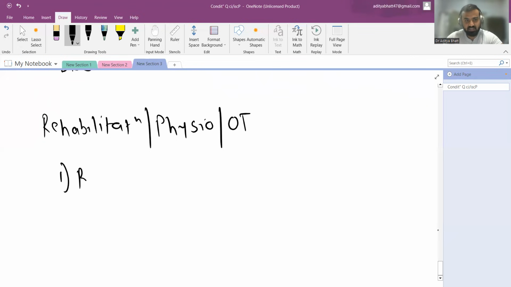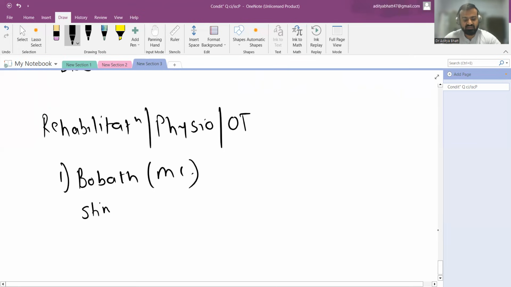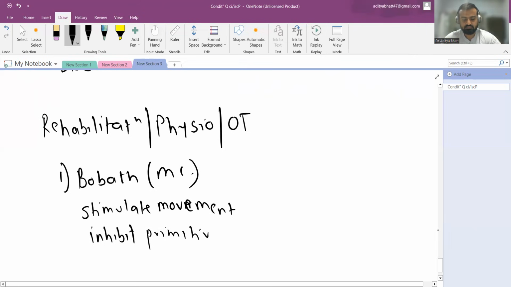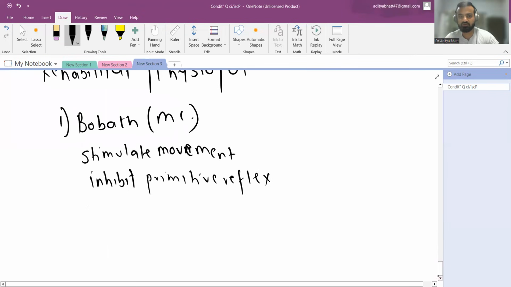First is the Bobath method. Now, what is the Bobath method? This is the most common method used worldwide, and it decreases the muscle tone. It stimulates normal movements and inhibits primitive reflexes. Here what we do is stimulate key points, some parts of the body, to lead to this.